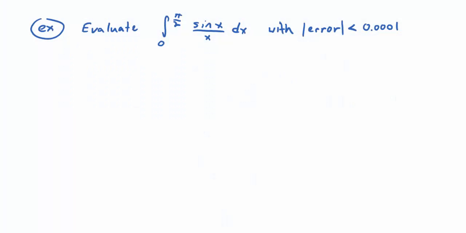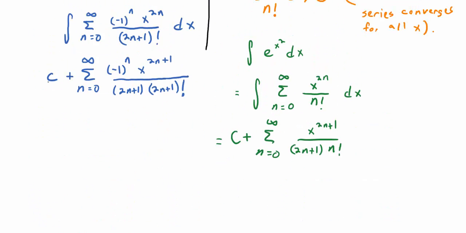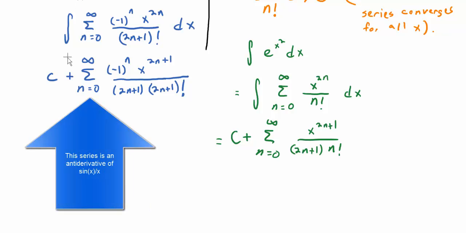Can we evaluate the integral from 0 to pi half of sine x over x dx with an error less than 0.001? So let's say this. From the last example, well, let's go see what it was. It was this guy, right? I don't need the plus c, but it was this guy. So let me copy that.